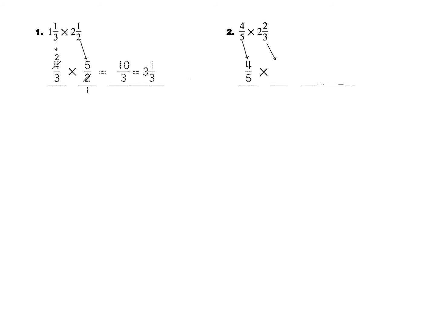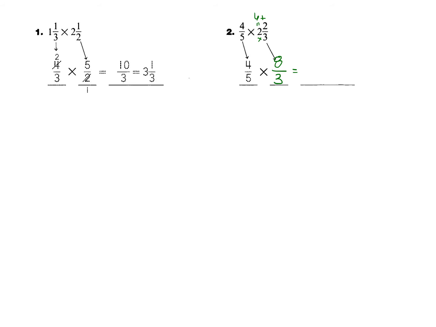Question number 2. 4/5 times 2 2/3. 4/5 stays 4/5, and we change the mixed number 2 2/3 into an improper fraction. 3 times 2 equals 6. 6 plus 2 equals 8. So we have 8/3 times 4/5. We cannot reduce before we multiply.